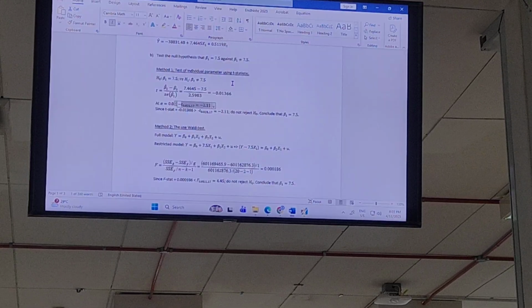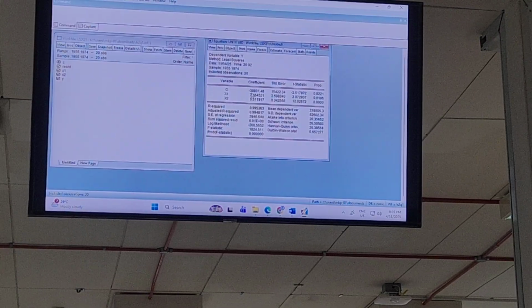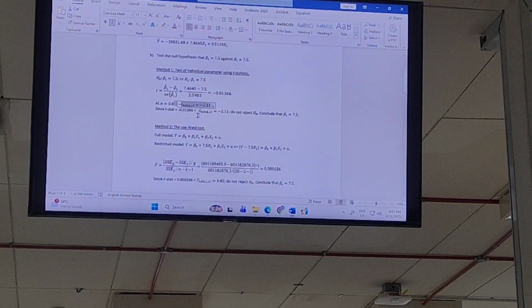So we refer to the T table, critical value. Sample size we have how many? 20. So N minus K minus 1. K is the number of X. So 20 minus 2 minus 1 for the intercept. Specifically, sorry, not T, it's N minus K minus 1, the degrees of freedom.